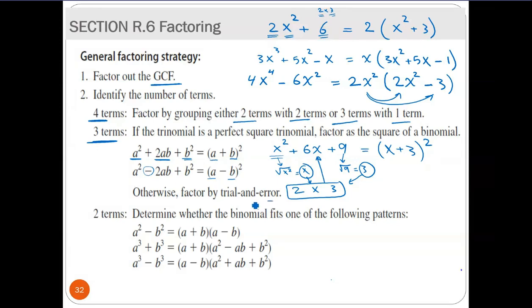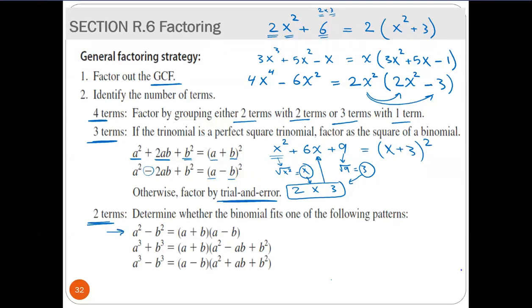Otherwise, we must try and error. Try and error, and put 2 brackets, x here and x here. We can find the 2 numbers whose product and addition match the coefficient of x and the number.